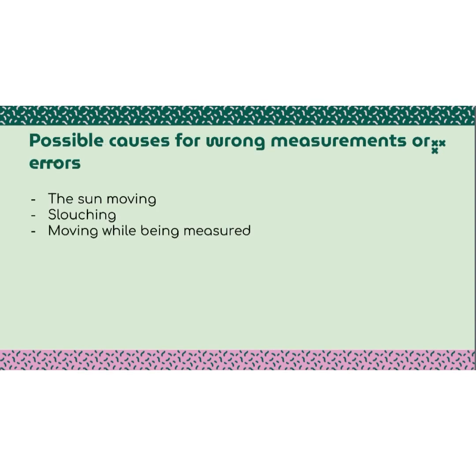Possible causes for wrong measurements or errors. One of the biggest things that could have caused an error in our calculations is the position of the sun and the rays it radiates. Depending on what time it is, the sun transitions in different positions and that can affect the shadow, which is a vital number in our calculations.